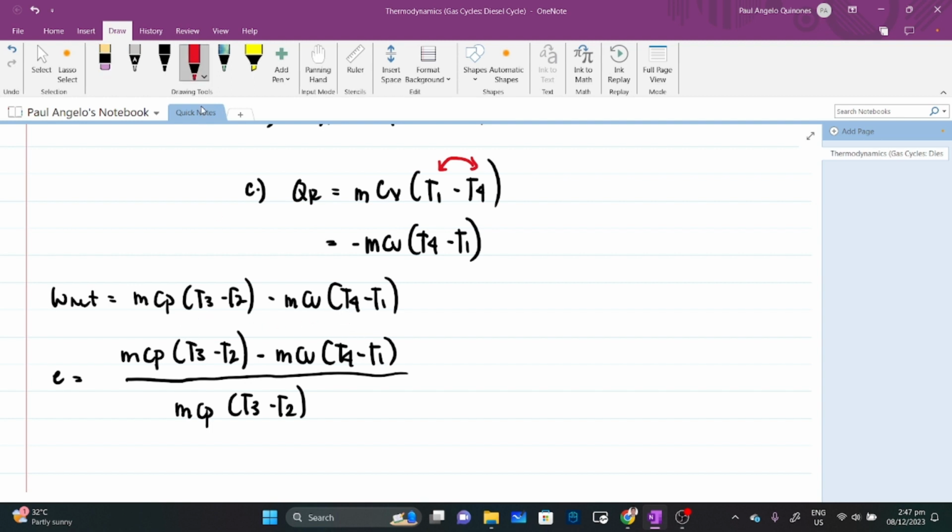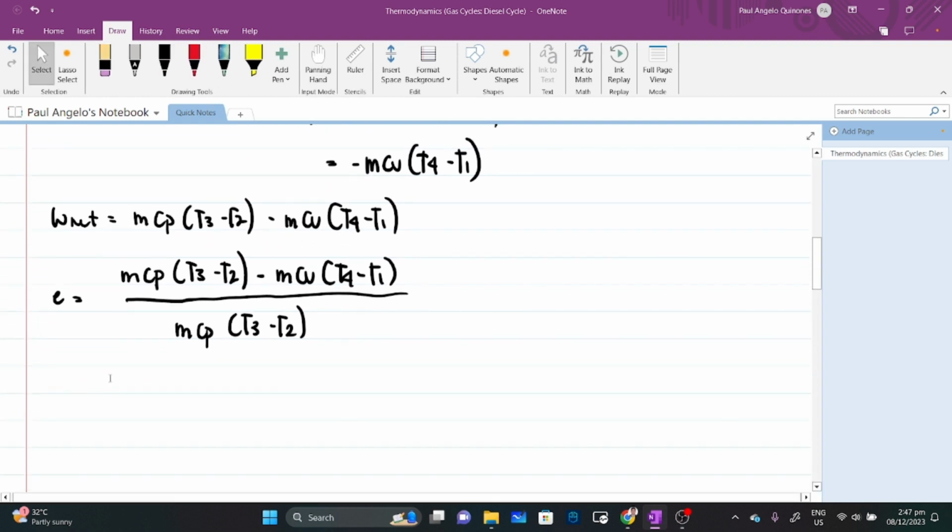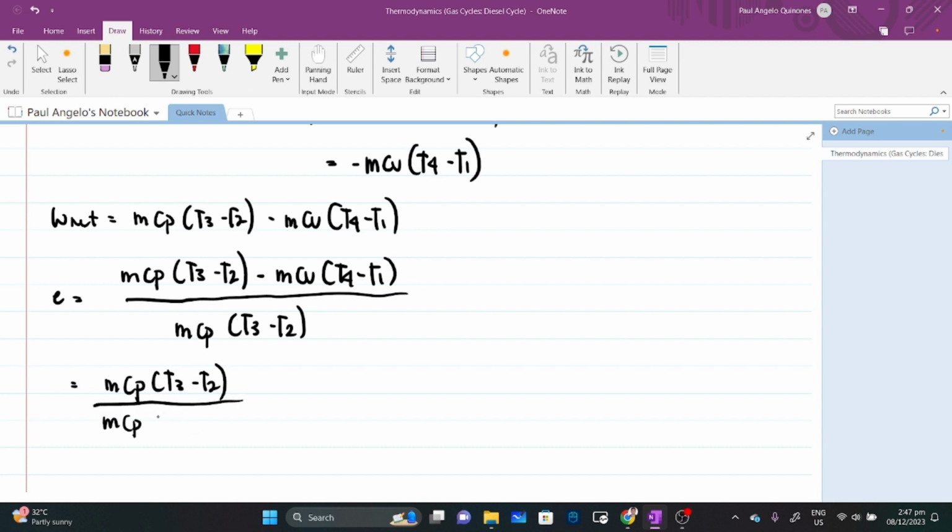So we can split them up. Okay? So what we will do is, let's split first the numerator. So we have MCP (T3 minus T2) over, copy the denominator since they are sharing the same denominator, (T3 minus T2), minus, so this one is a minus, MCV (T4 minus T1) over MCP (T3 minus T2). Okay?